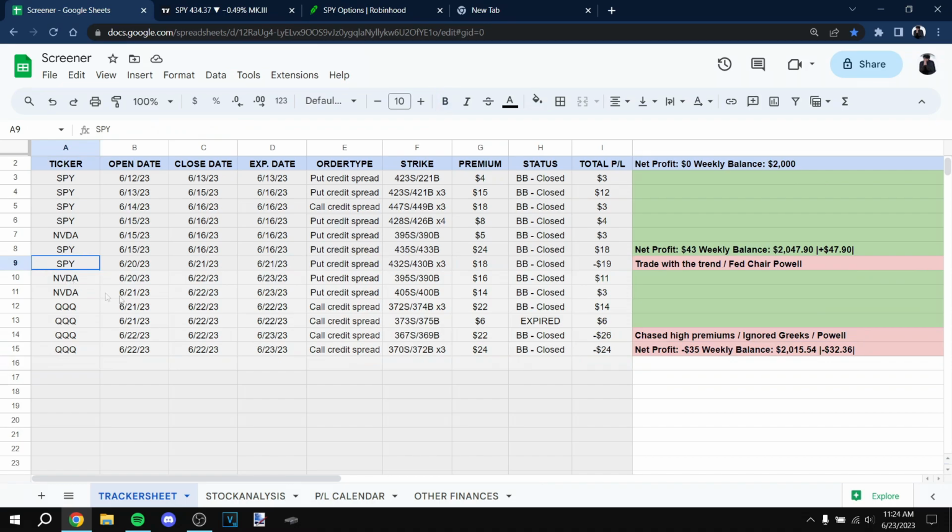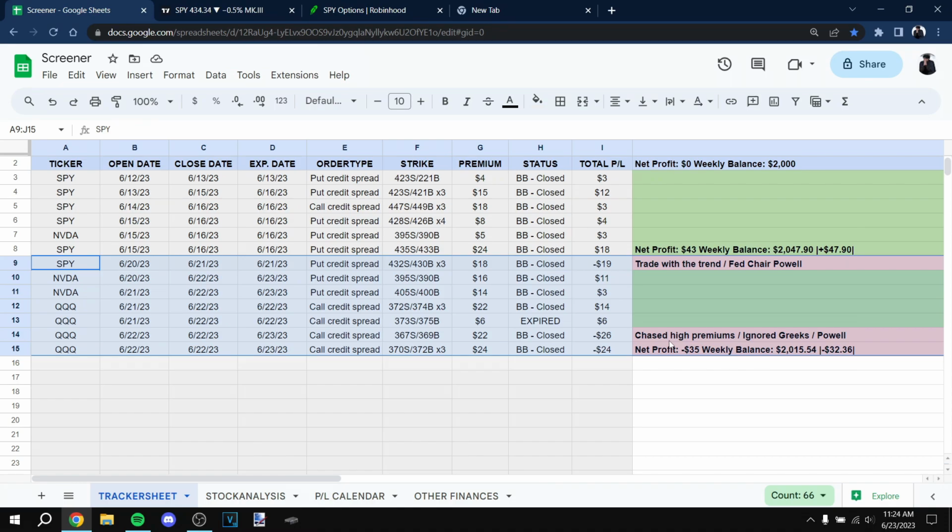So in summary, I got too high off my winning streak, chased high premiums, went a little bit ahead of myself, and made impulsive, irrational decisions that I wouldn't have made if I was a calm and collected trader.